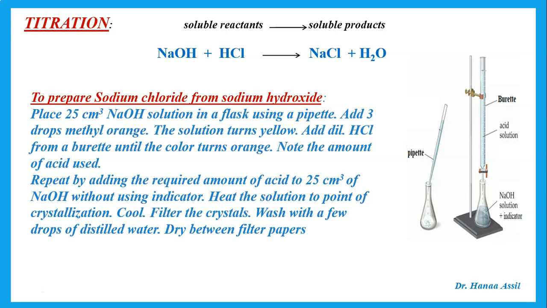We throw away that flask and we repeat again without indicator. So we add 25 centimeter cube of sodium hydroxide and the required amount of acid. Now I know that this is a neutral solution. I heat to point of crystallization, cool, filter the crystals, wash with a few drops of distilled water and dry between filter papers.